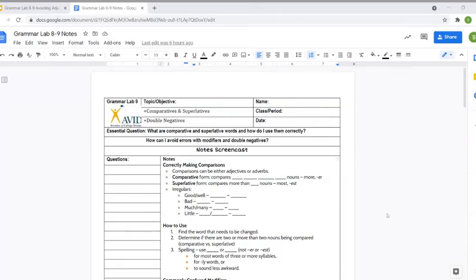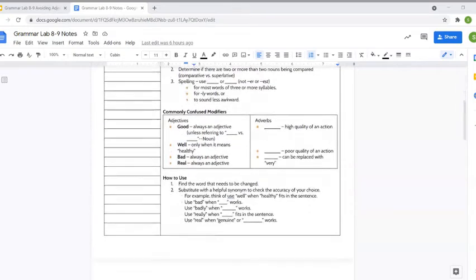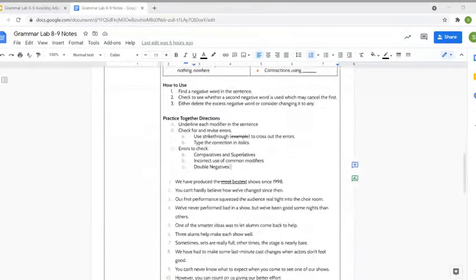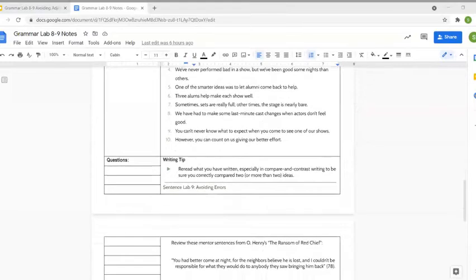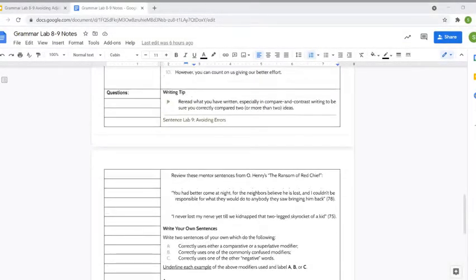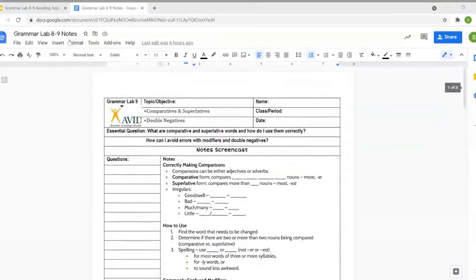Today we're going to be looking at the 9th grammar lab, looking at comparatives and superlatives, double negatives. Our main idea today is really how do we avoid common errors when it comes to using adjectives and adverbs. As usual, you got your notes we'll take care of in this video, filling those in. On the next screencast, we'll look at the practice together. And then on the third screencast or in class, you'll do the sentence lab, which is coming up at the very end. All right, that said, let's go ahead and start with the notes.